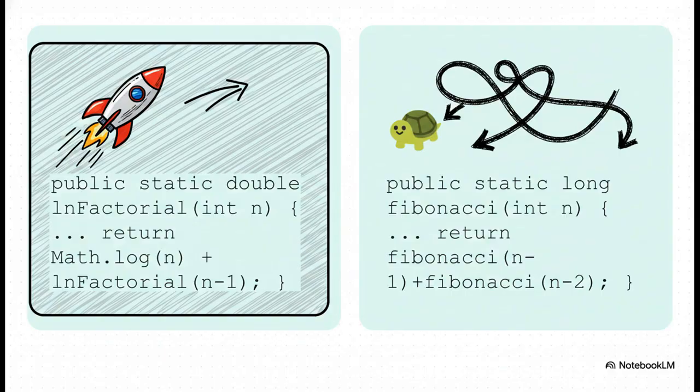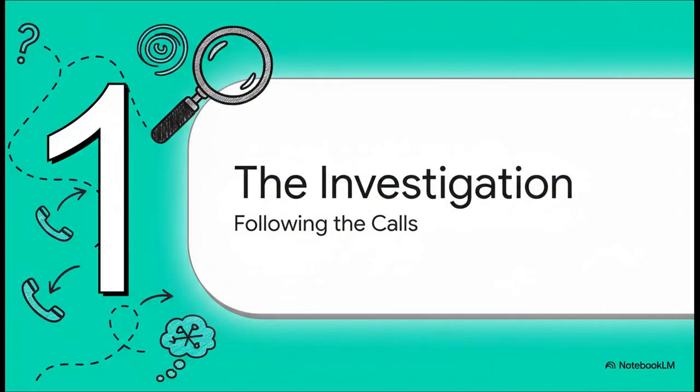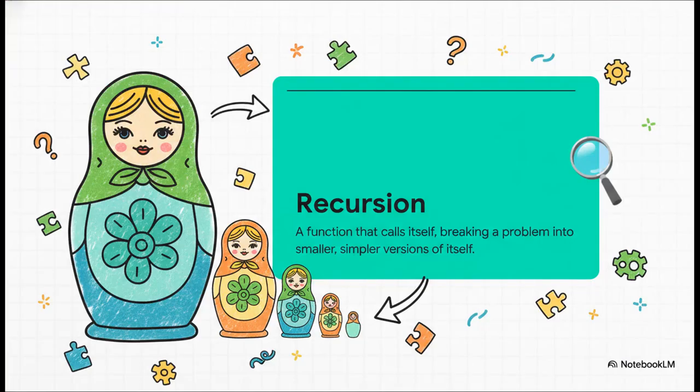So, what gives? To solve this mystery, we've got to put on our detective hats. We're going to follow the trail of breadcrumbs, the actual calls each function makes, to see what's really happening deep inside the machine. Okay, first, a super quick refresher on our main clue here, recursion. The best way to think about it is like a set of those Russian nesting dolls, you know? To solve a big problem, the function opens it up and finds a slightly smaller version of the exact same problem inside. So it calls itself to solve that one, and so on until it gets to the tiniest little doll, a problem so simple it can just solve it instantly.